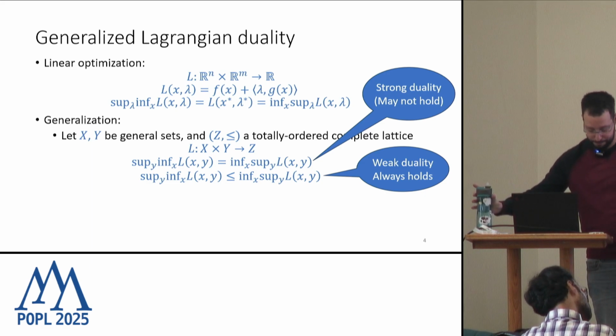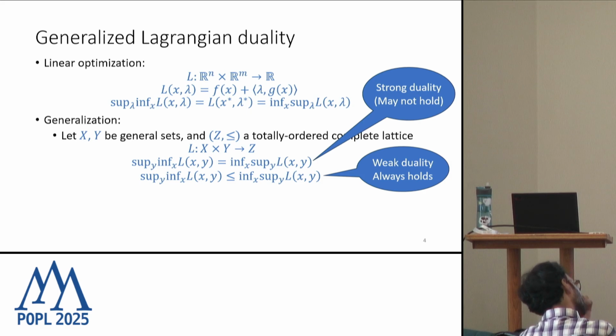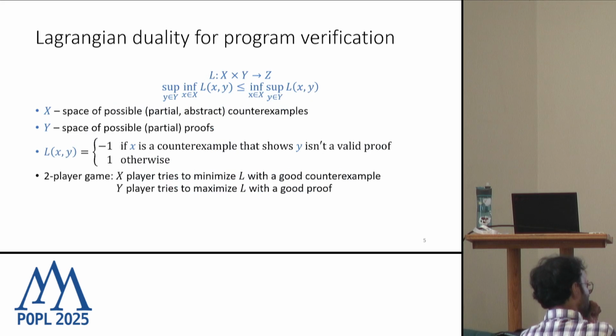All right, so this is pretty abstract. Now let's see how we're going to apply it to program verification. The setting that we're going to define is usually where x is the space of possible and maybe partial counterexamples, and y is going to be the space of proofs. And we're going to define our Lagrangian to be, let's say, -1. So a Lagrangian of a certain x and a certain y, a certain counterexample and a certain proof, is going to be -1 if the counterexample shows that the proof isn't valid. It's going to be 1 otherwise.